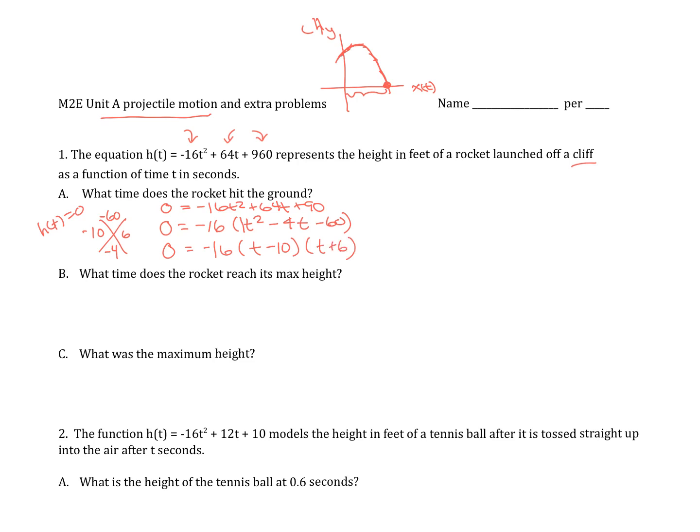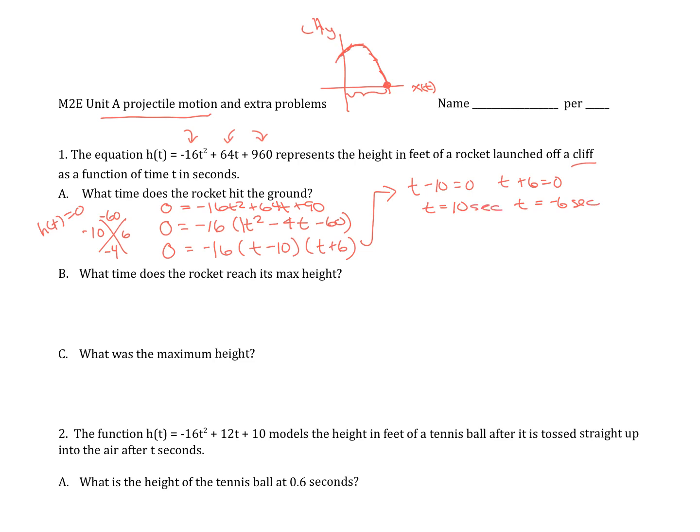So I need to keep going to solve this. The negative 16 is a coefficient. There's no variable there. Negative 16 can't equal 0. There's no t on the outside with the negative 16, so I'm not going to do anything with it. It's not important. However, my two factors, t minus 10 could be 0 or t plus 6 could be 0. So I add 10 over and I get time at 10 seconds. And then I subtract 6 over and I get negative 6 seconds.